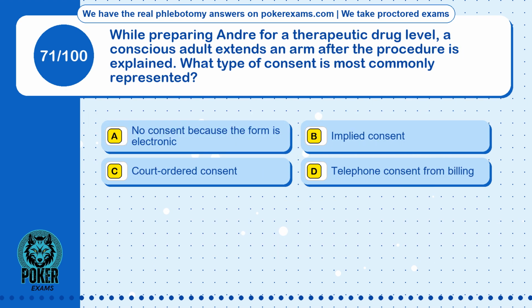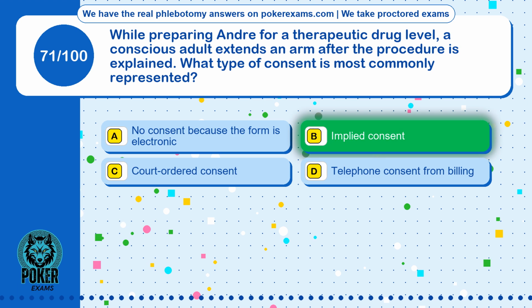Question 71. While preparing Andre for a therapeutic drug level, a conscious adult extends an arm after the procedure is explained. What type of consent is most commonly represented? Option A. No consent because the form is electronic. Option B. Implied consent. Option C. Court-ordered consent. Option D. Telephone consent from billing.